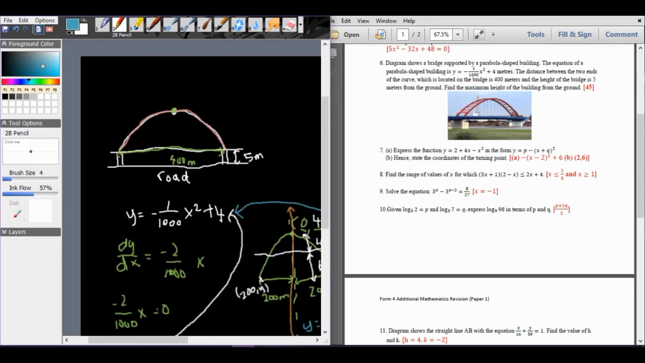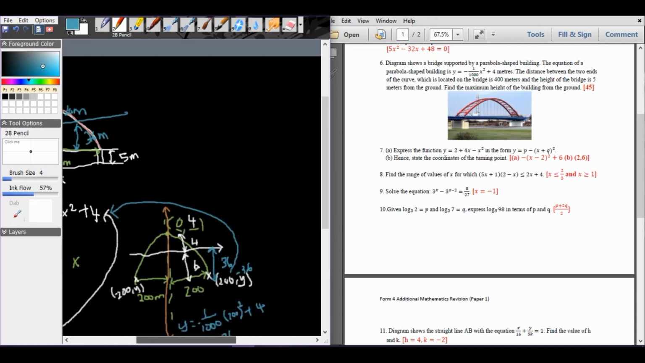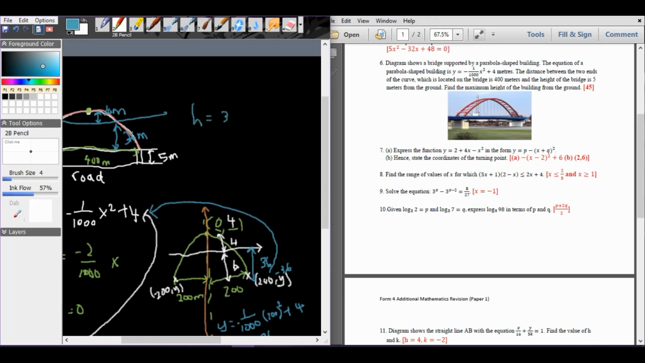So we come back to the original diagram here. You are given the height of this bridge from the ground is 5 meters. Then we found that this is 4 meters, and this is 36 meters. Therefore, the maximum height of this parabola building is 36 plus 4 plus 5, which equals 45 meters.